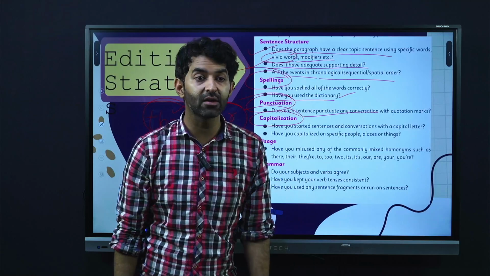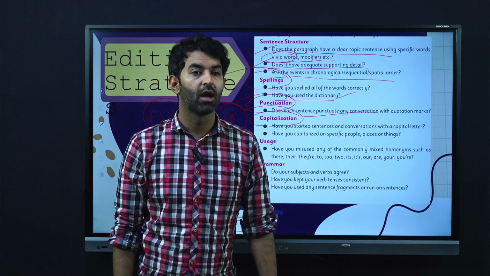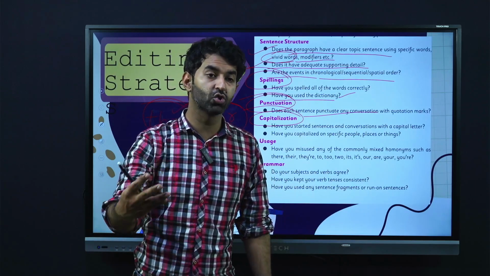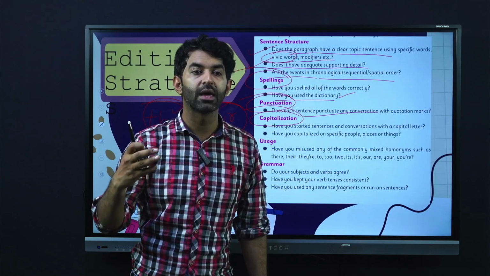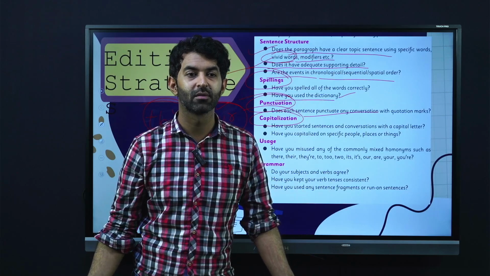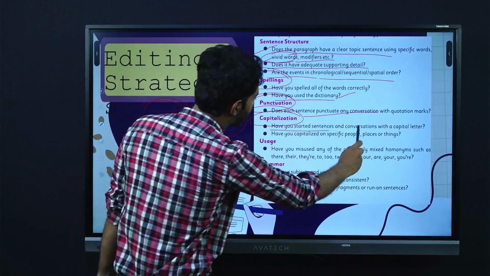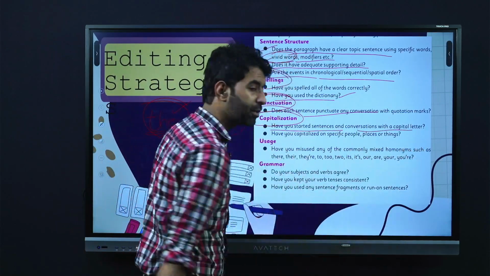Capitalizing the correct letter when we are writing. For example, my name is Zia. The Z should be capital, not small, because it is a common noun or a proper noun? It's a proper noun. Good. Now, have you started sentences and conversations with a capital letter?